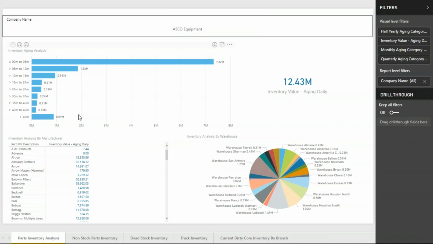And going forward, it would be based on the actual receipt date, irrespective of your transfers, irrespective of your returns. So if a 1-year-old part is transferred from warehouse 1 to warehouse 2, when it goes to warehouse 2, it carries the aging with it. So in warehouse 2, it will be 1-year-old. Don't tell anybody at the branches that.